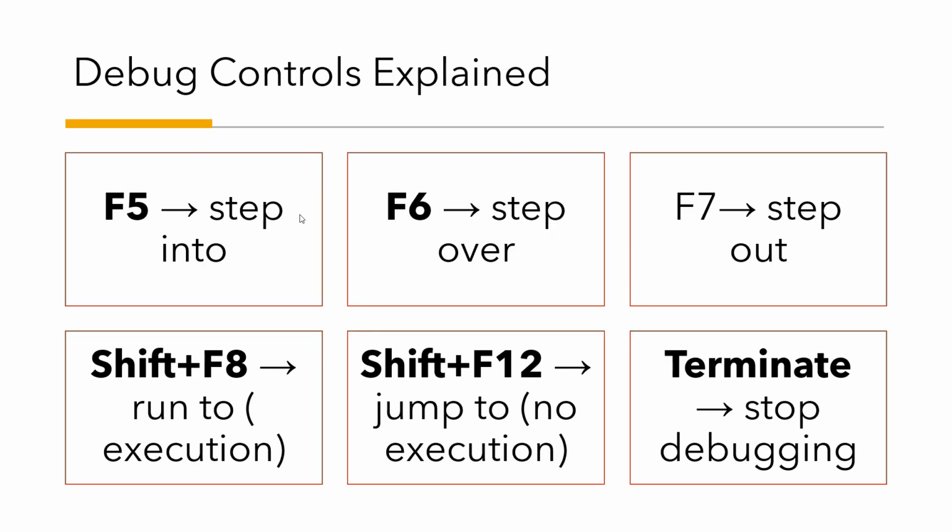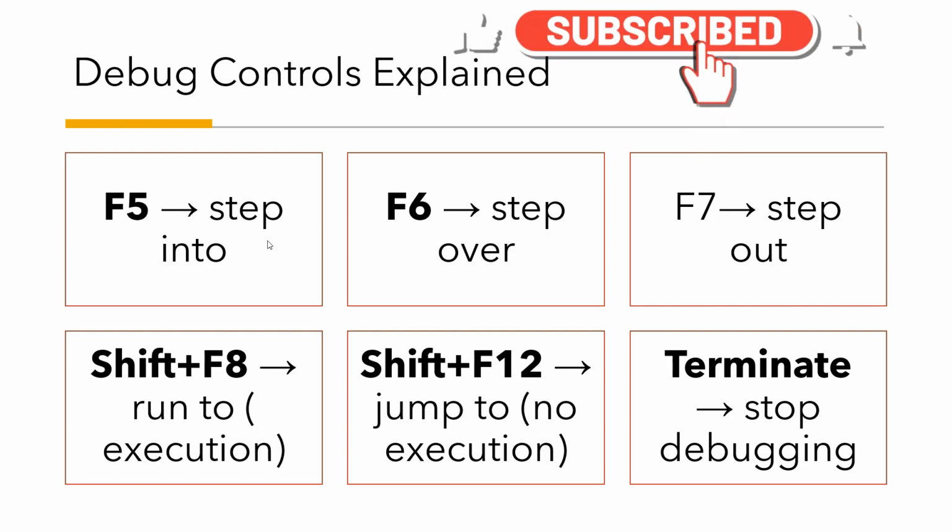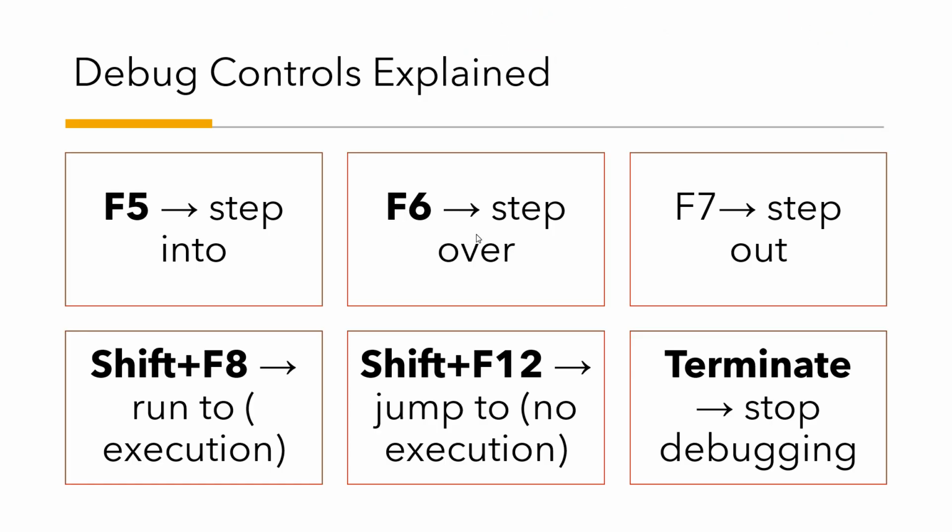All right, so these are the debugging controls that we have looked at in this video. You can take a screenshot of these. The F5 that we saw is the line by line execution, step into, so you run each line and see the result in the debugger perspective. And then F6 is when you want to step over a method. For instance, you want to execute a method, but you don't want to go inside that method. You use F6.